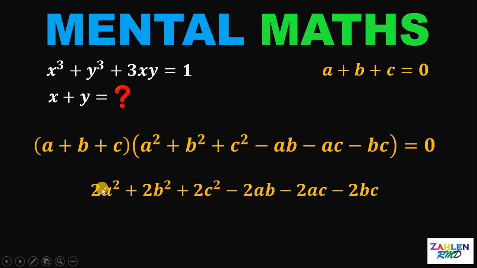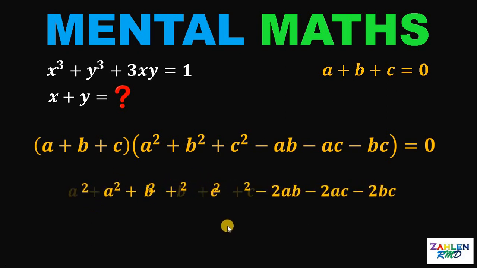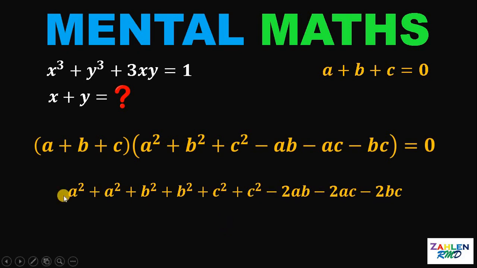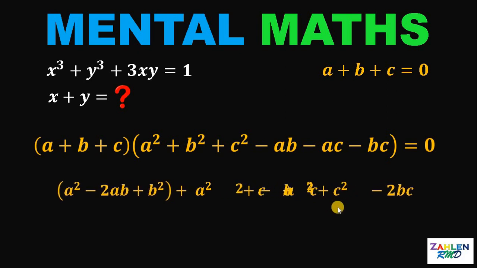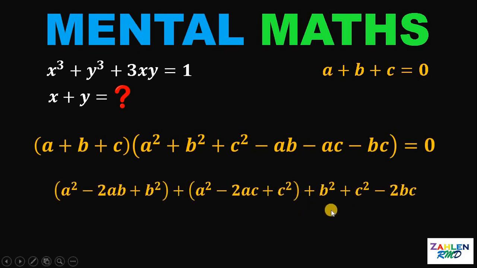Now, we have 2a squared plus 2b squared plus 2c squared, meaning we have 2a squared, 2b squared, and 2c squared. Now, let's get 1a squared and 1b squared and this negative 2ab. Let's group them. Also, let's get 1a squared, 1c squared, and this negative 2ac. Again, let's group them. And for the last time, b squared and c squared and this negative 2bc, let's group them also.